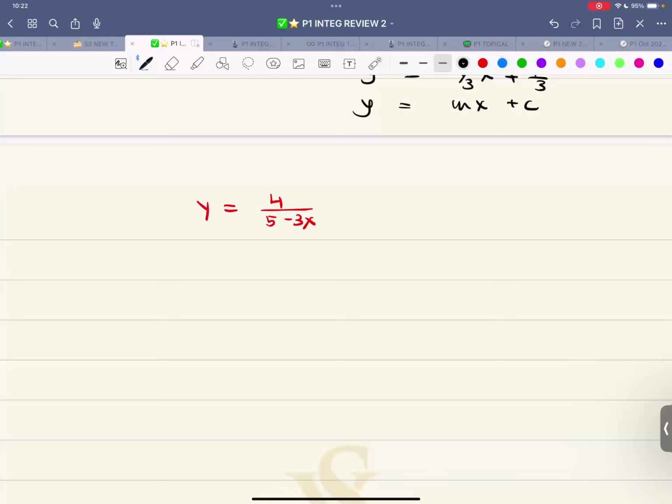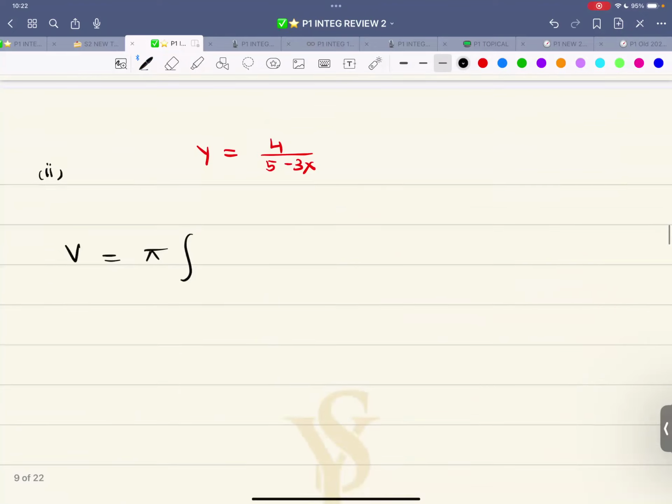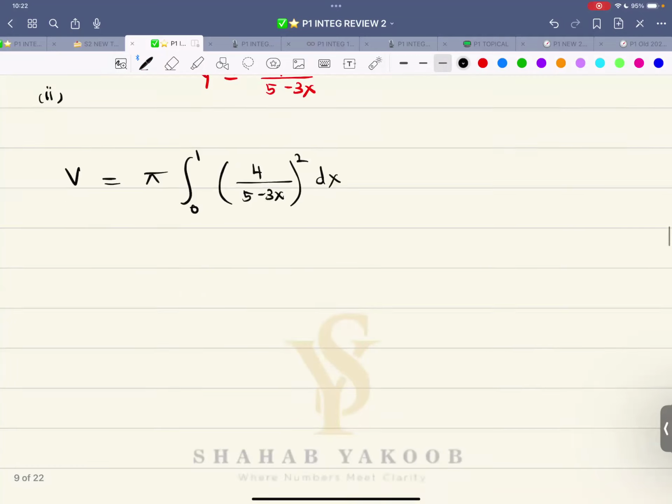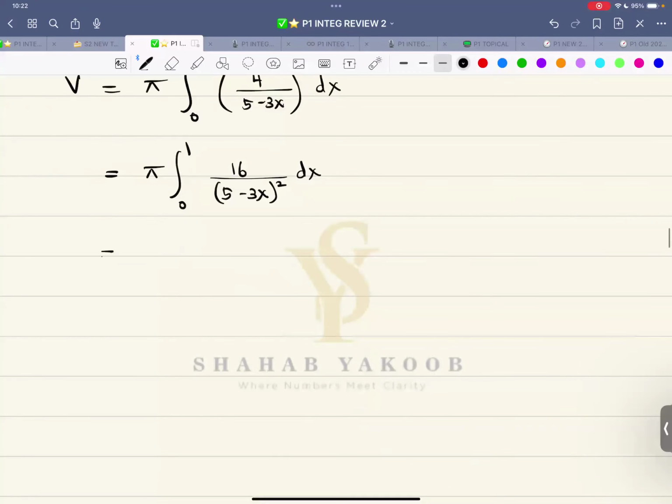So volume of revolution, volume, that is pi times the integral. The limits are 0 and 1. This is 4 over 5 minus 3x, the whole thing squared, dx. First square: 16 over 5 minus 3x, the whole thing squared, dx. Now take the 16 on the outside. That is 16 pi, 0 to 1, 5 minus 3x raised to the power of negative 2 dx.